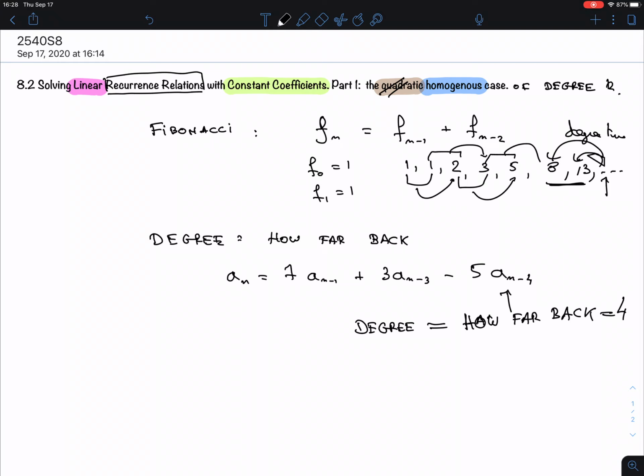Today we will only look at those of degree 2, the quadratic ones. For instance, the Fibonacci is one of them. Okay, that explains this first term, the degree, that we have now discussed.